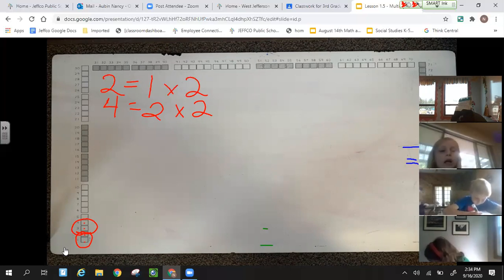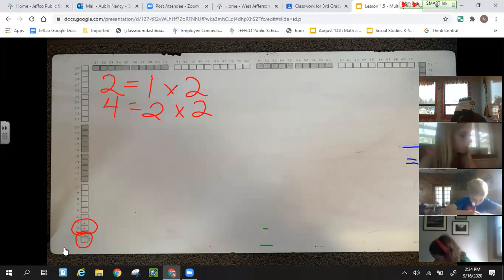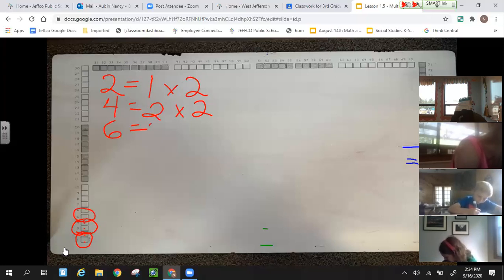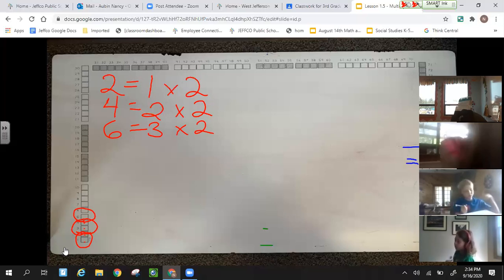All right, any predictions on what our next product will be? What do you think, Lucas? I've got 2, I've got 4. What do you think is going to be next? Let's see if he's right. Count 2 more squares, circle them. You should have gotten 6 equals 3 groups of 2, or 6 equals 3 times 2.